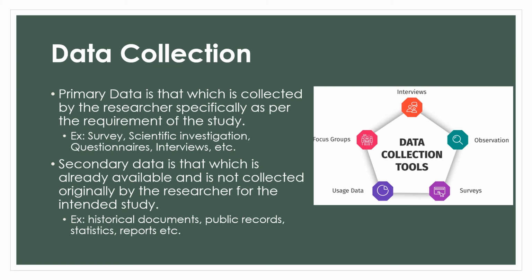And what is secondary data? Secondary data is that which is already available and is not collected originally by the researcher. You or me or the researcher is not going to collect any of the data like the primary one. He is going to refer to the data which has already been collected by someone for the intention of study. Examples are historical documents, public records, and statistical reports which are already available in libraries or in journals.